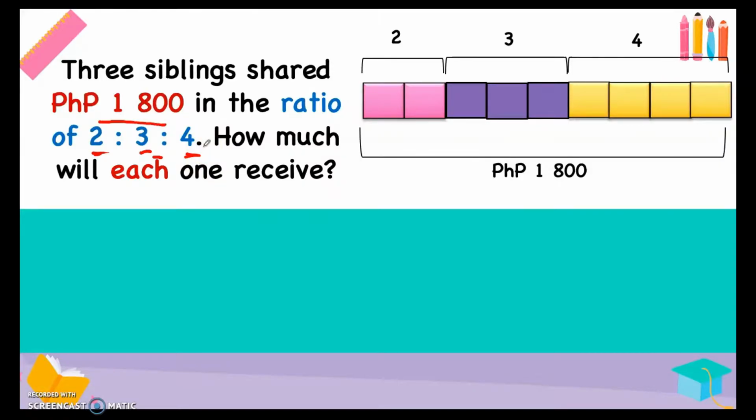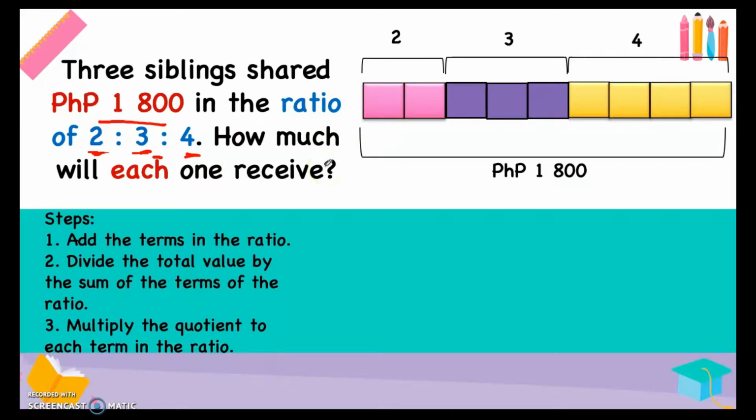Now each of the parts here is equal, okay? So each box is equal to all of the other parts. Now to know the value of each term, this 2, 3, and 4 are terms, we need to know first the value of each part. Now, what are the steps?